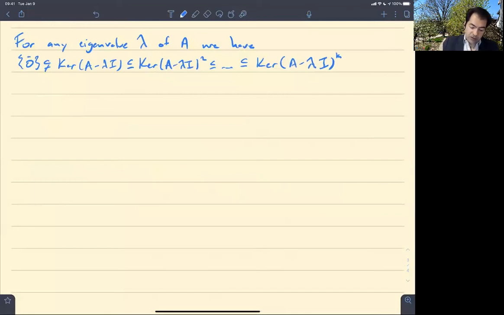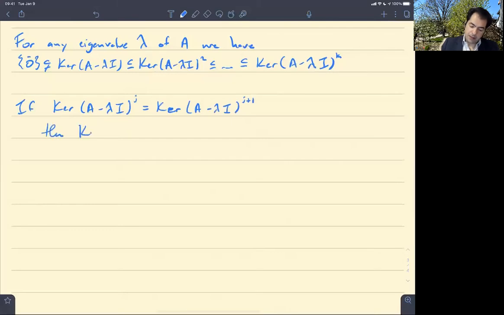And once they stabilize, so if you find a J so that the kernel of (A minus lambda I) to the J is equal to the kernel of (A minus lambda times I) to the J plus 1, then the kernel of (A minus lambda I) to the J is equal to the kernel of (A minus lambda I) to the J plus L for all L in the natural numbers.